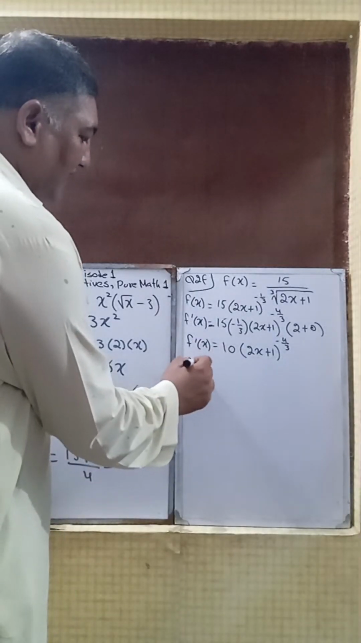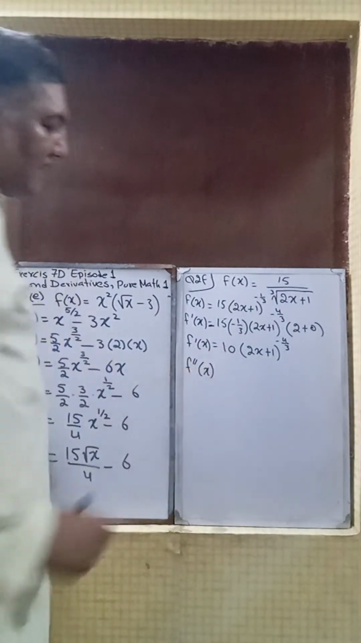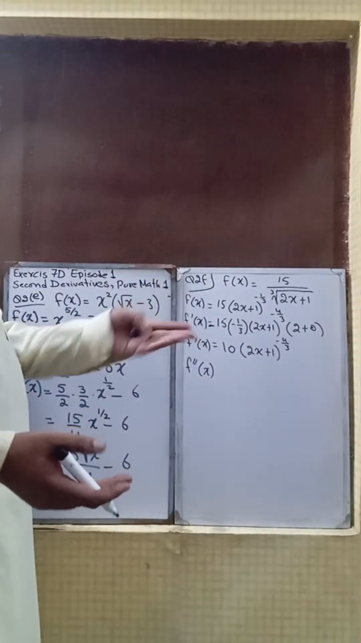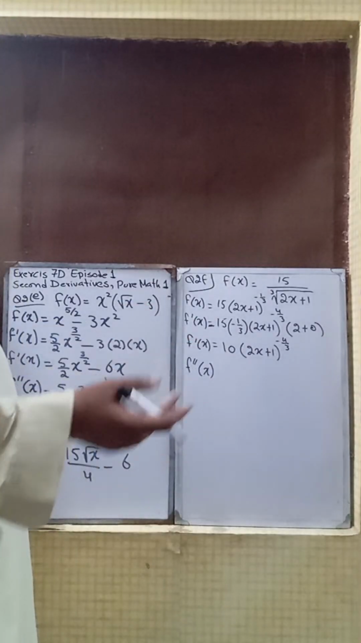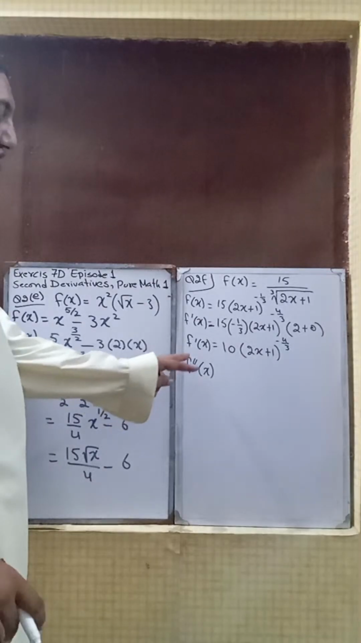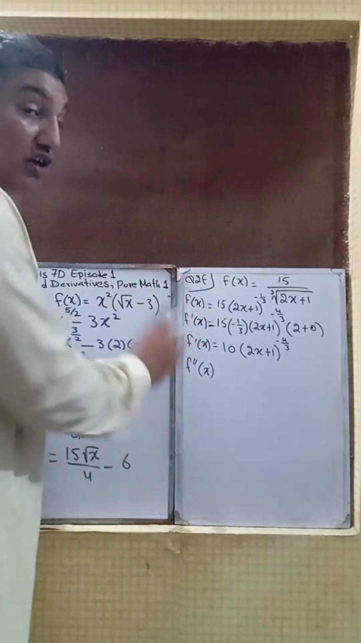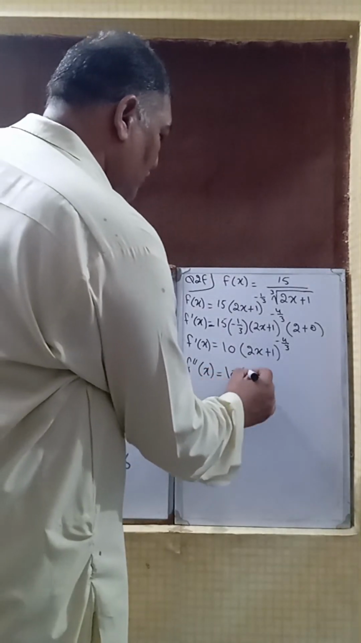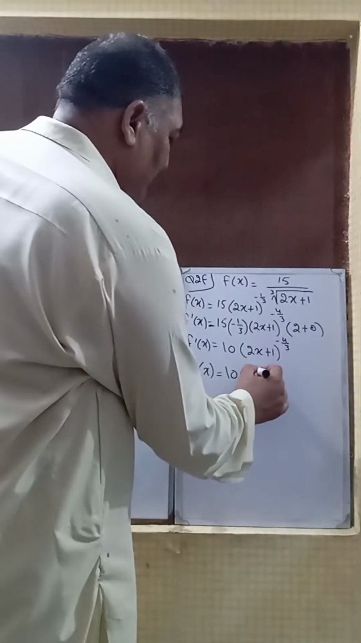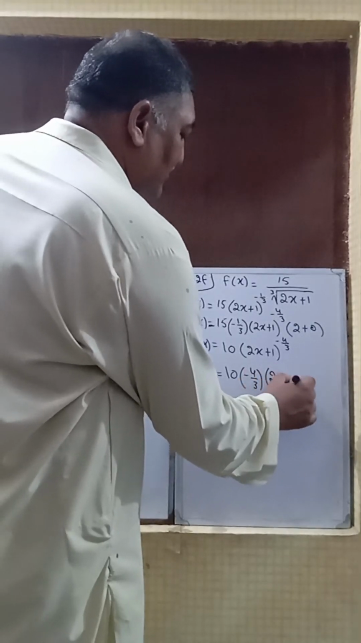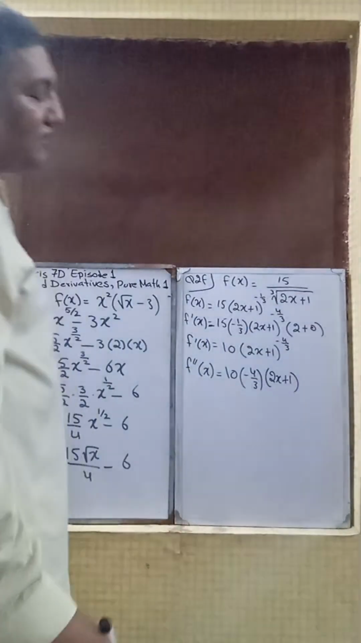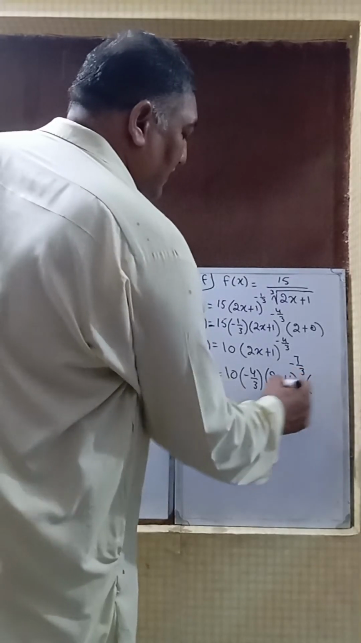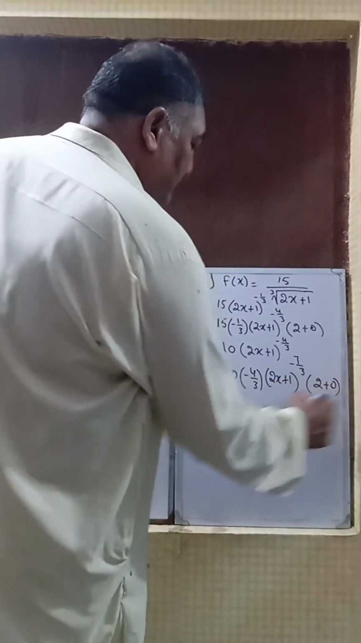Then I will find the second derivative. To represent the second derivative, you put 2 prime signs like this. Don't confuse it with the inverse of a function. When we write the inverse of a function, we put raised to power minus 1. This is not the inverse of a function. This is the second derivative. So this will become 10 into minus 4 by 3. The power comes on the side and the power is decreased by 1. So when you decrease by 1, it will become minus 7 by 3. The derivative of the base will be 2 plus 0.